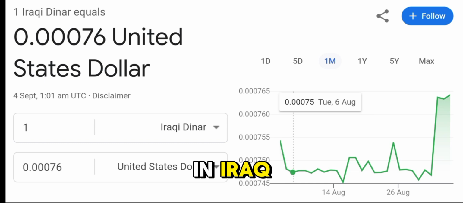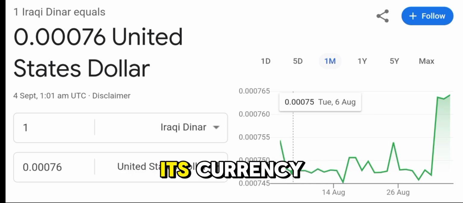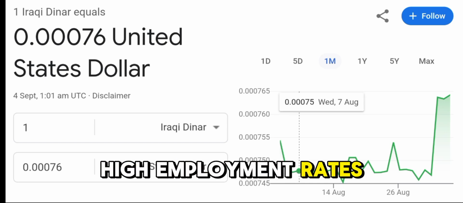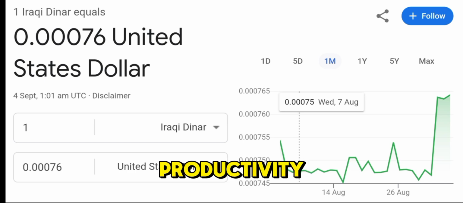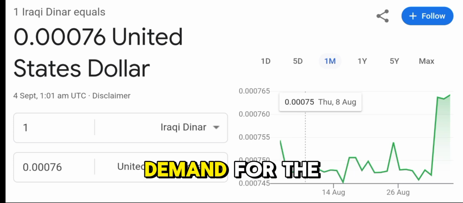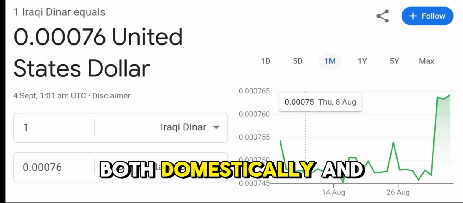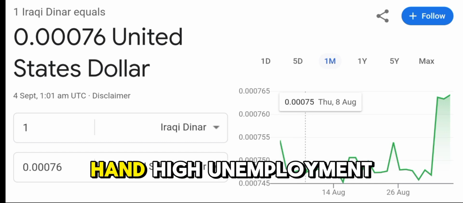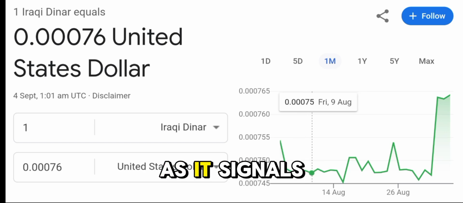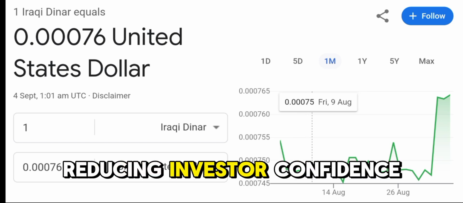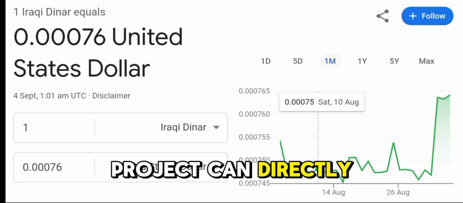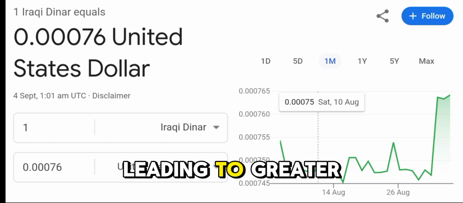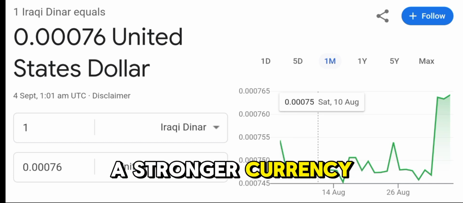The employment rate in Iraq is a critical factor in determining the strength of its currency. High employment rates typically indicate a robust economy, as more people working means higher productivity and increased consumer spending. This, in turn, leads to a stronger currency as demand for the currency rises both domestically and internationally. On the other hand, high unemployment can weaken the currency as it signals economic distress, reducing investor confidence. By creating thousands of new jobs, the Development Road Project can directly impact Iraq's employment rate, leading to greater economic stability and a stronger currency.